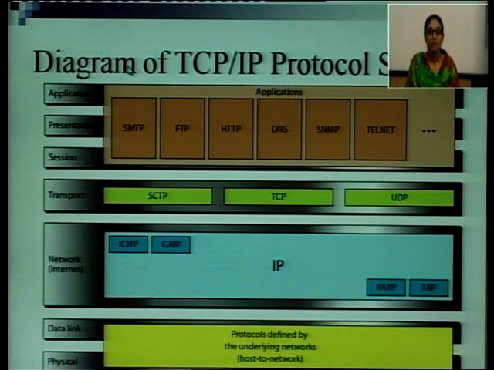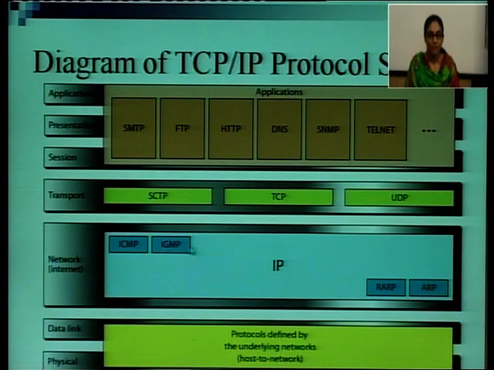This is the diagram of TCP/IP protocols. In this diagram, each protocol which is used in the TCP/IP protocol suite is clearly defined. The physical layer and the data link layer combinedly use the protocols defined by the underlying network, that is, host through network. Next layer is the network layer, which is also called the internet layer. The main protocol used on the network layer is IP, that is Internetwork Protocol. It is basically used for internetworking. By using this IP, we can simply route the packets from source to the destination.